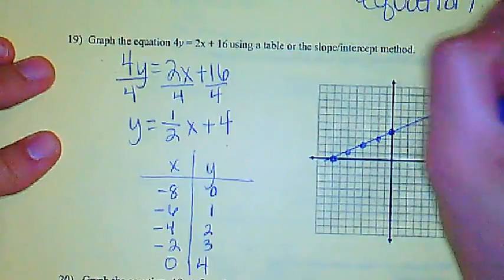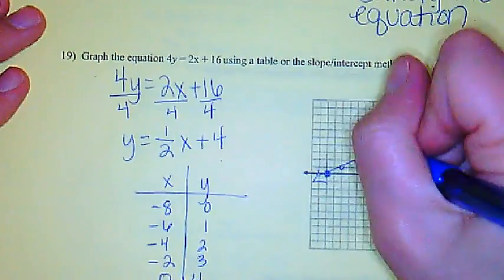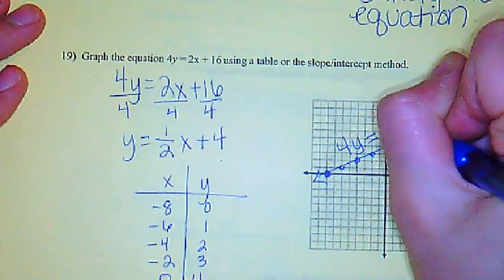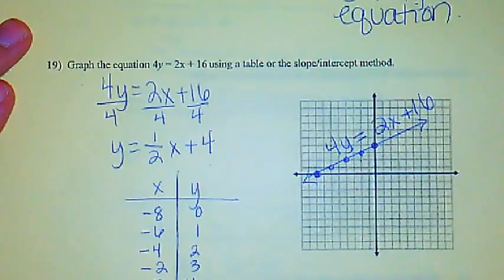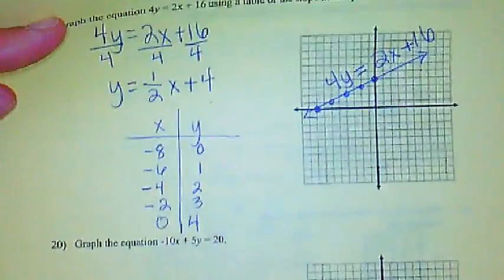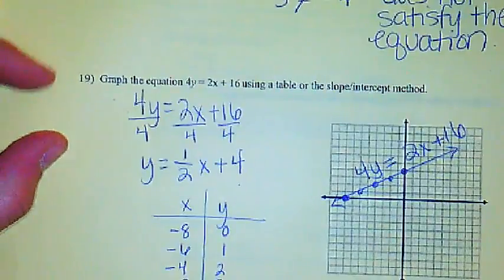make sure you always write your equation. I always write my original. You can write the one that you solved for, but I usually write the original. Okay, minimum you need is 2 points. But remember, whenever you are doing it yourself.